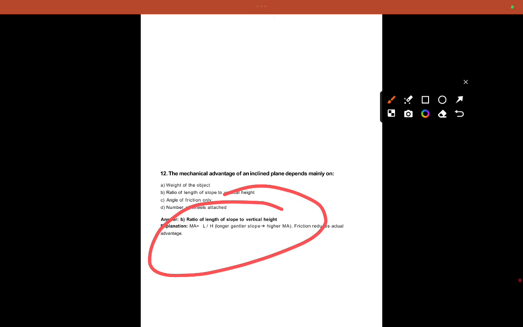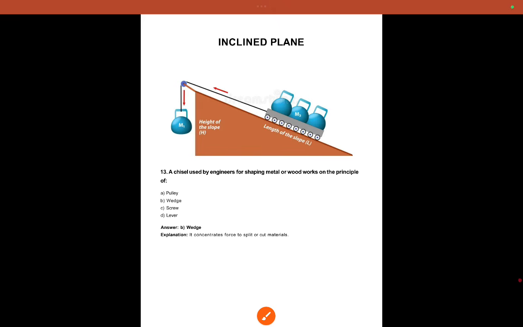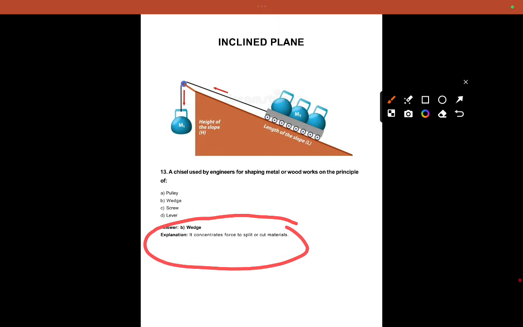So coming to the 13th one: a chisel used by engineers for shaping metal or woodwork works on the principle of what? It's the wedge. It concentrates force to split or cut materials. So that's the wedge.